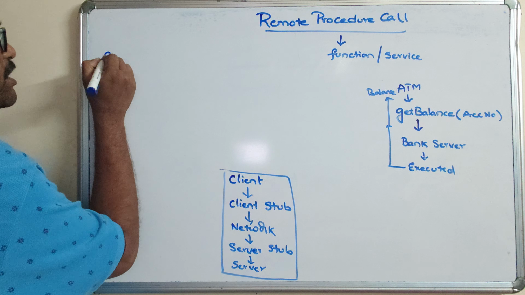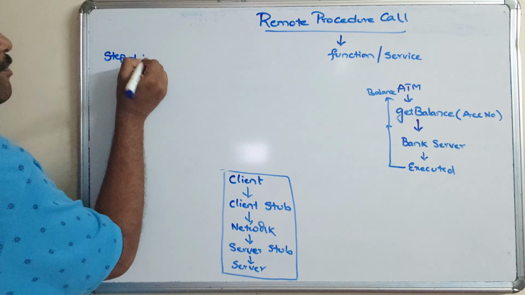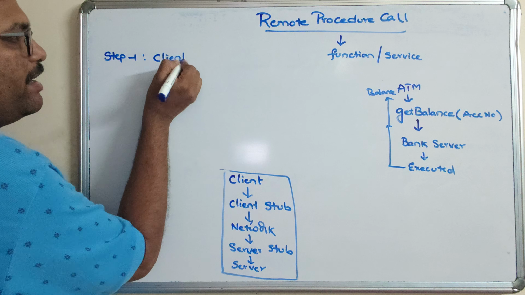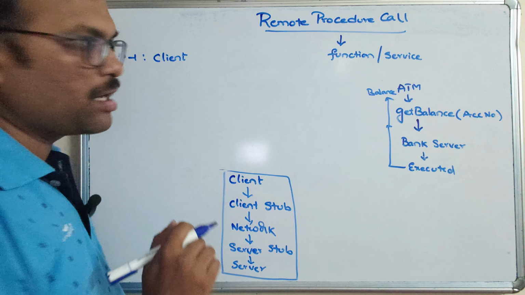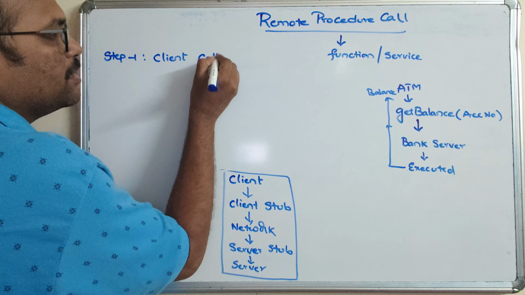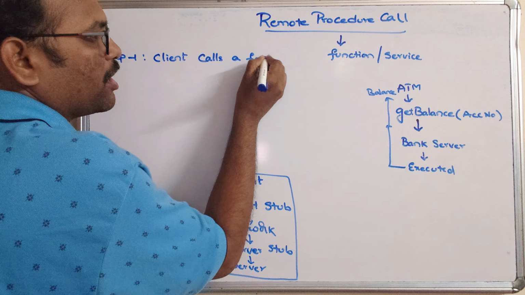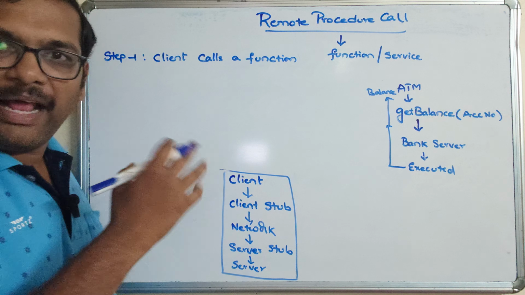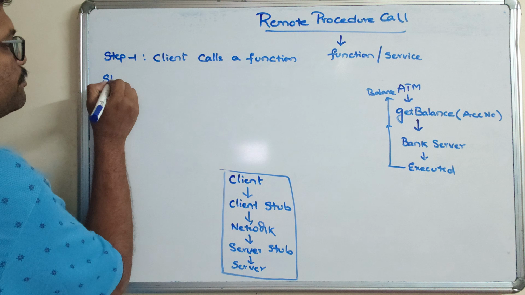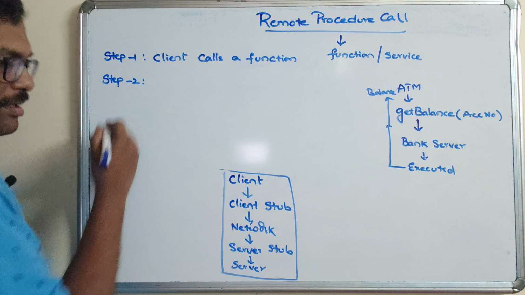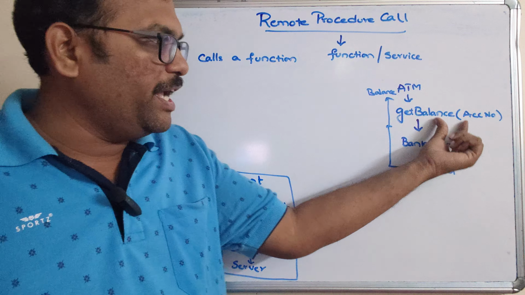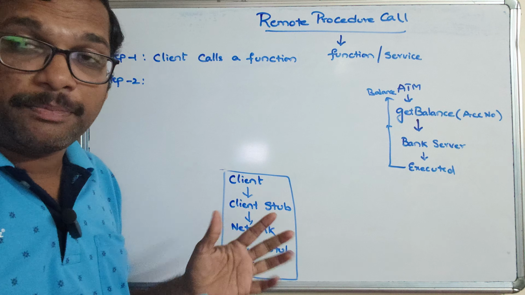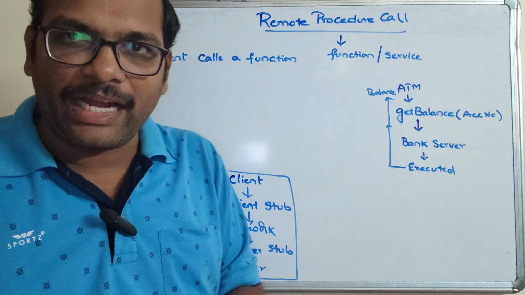So I'll write the steps. Step 1. What is the step 1? Let us take a client as one computer and a server as another computer. So client calls a function. Let it be this get balance function. What is the step 2? What we are saying? So the process will be executed on another computer over the network. That means the system should be connected to the network.